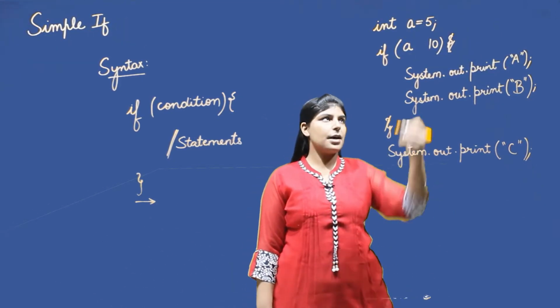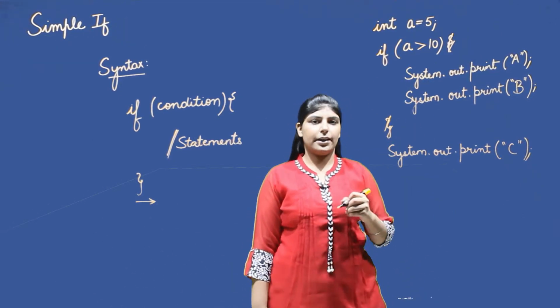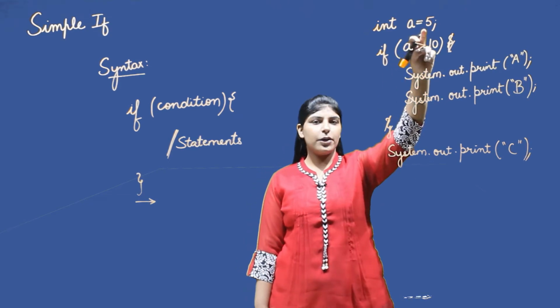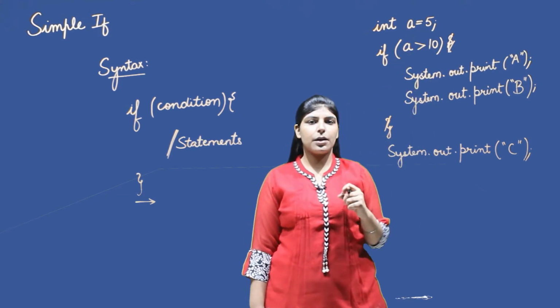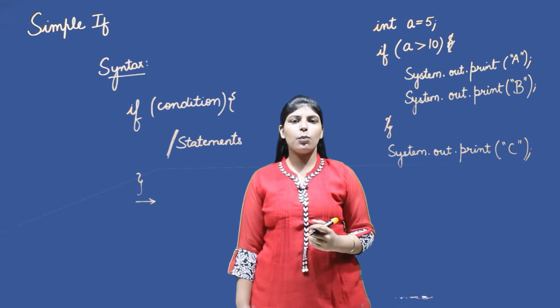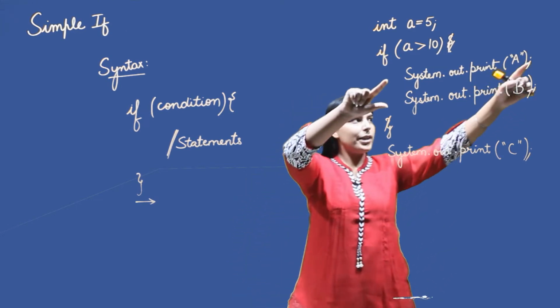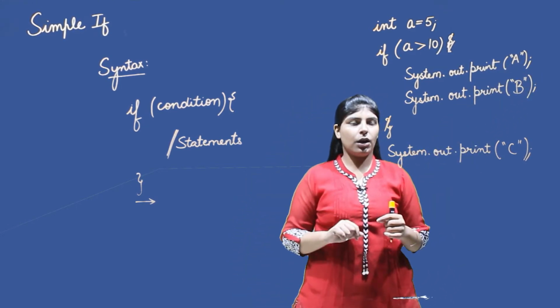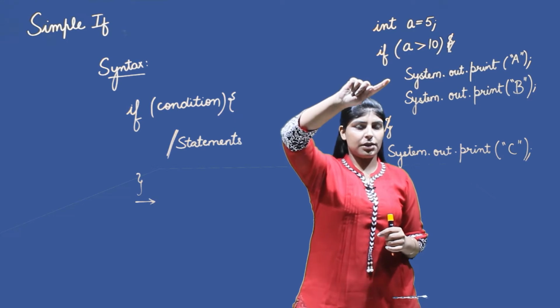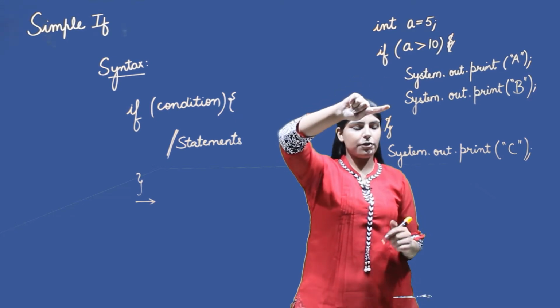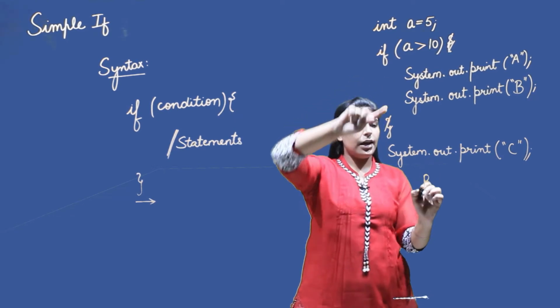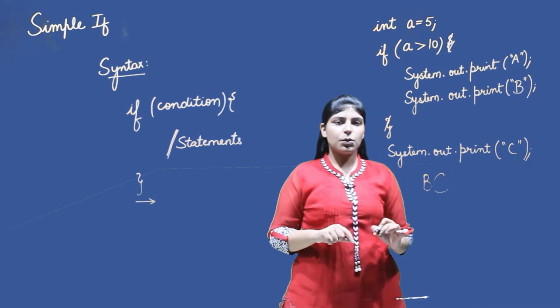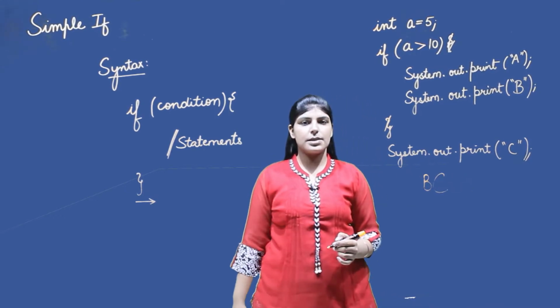Let's see one more example. Suppose I have a greater than 10 here. Now I have a value as 5, 5 greater than 10 becomes false, so if block will not get executed. Only this statement is part of if block now, so A will not be printed on screen. This is not part of if block, so B will get printed and C will get printed. So in this case the output will be BC. Next we will see if else statement.